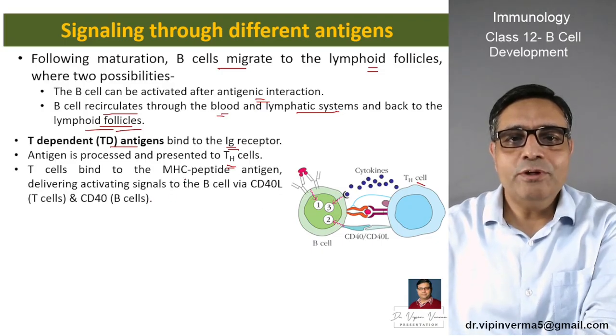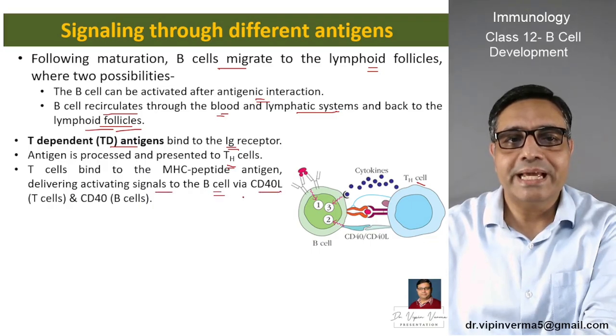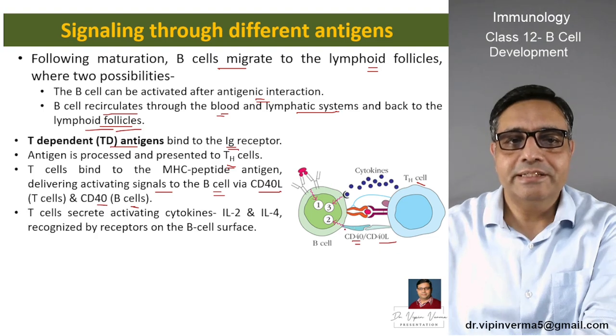T cell bind to the M.Sc peptide antigen and then deliver activating signals to the B cells via CD40 ligand. This is the CD40 ligand which is present on the T cell and CD40 which is on the B cell. So here you can see the CD40 on the B cell. So this is basically an activating signal.